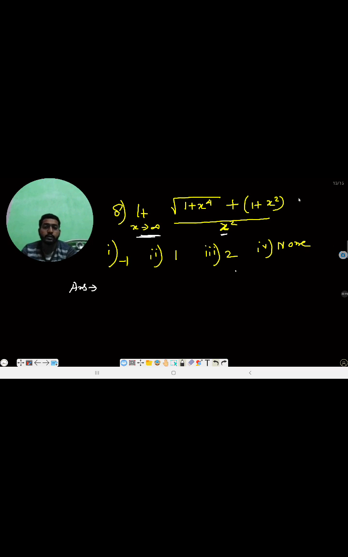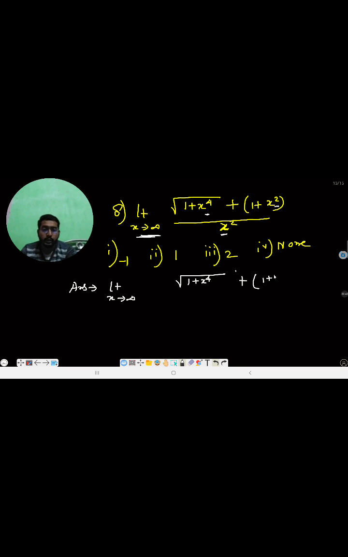Here the power of x is 2, here the power is 2, here the power is 4, but there is a root. So the square root of x to the 4 will be x square only. So the highest power here is x square, so the highest power is 2. That means whatever the highest power is, we have to divide the numerator and the denominator by it.